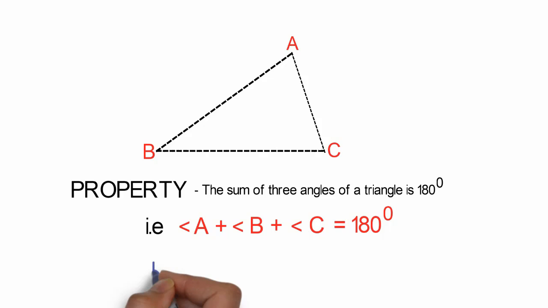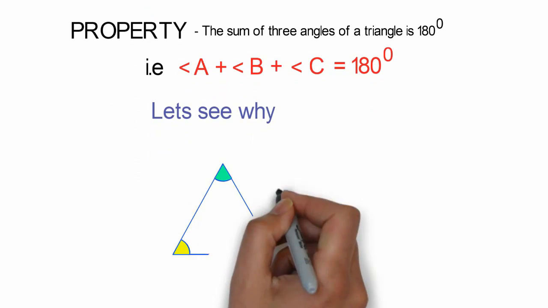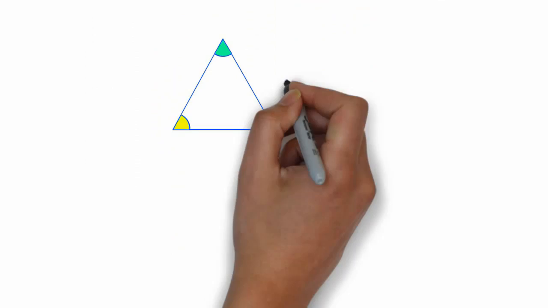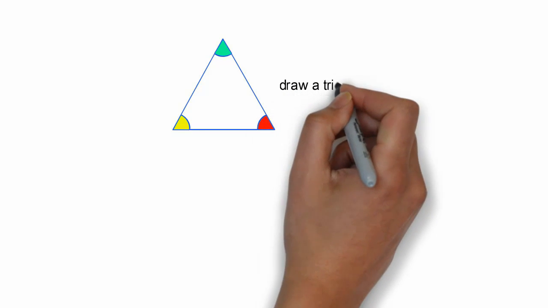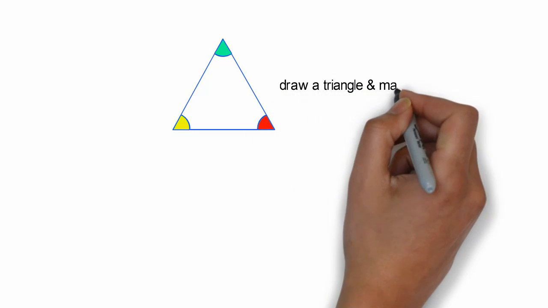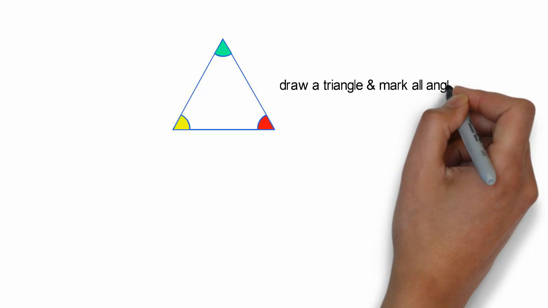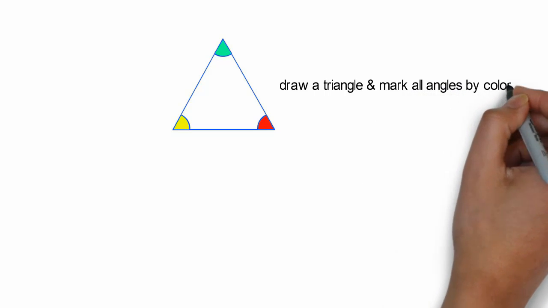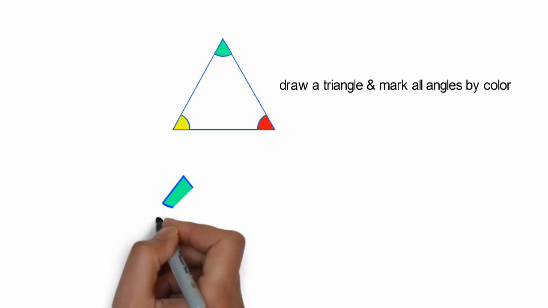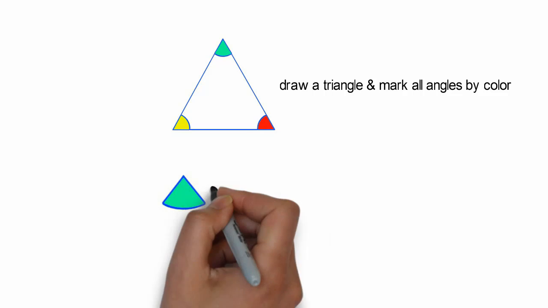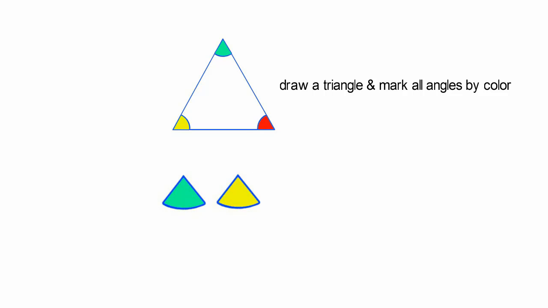Now let us see why it is so. For this we are doing an activity. Let this be a triangle. Draw a triangle and mark all angles by color. You can observe these are the cutouts of the angles.